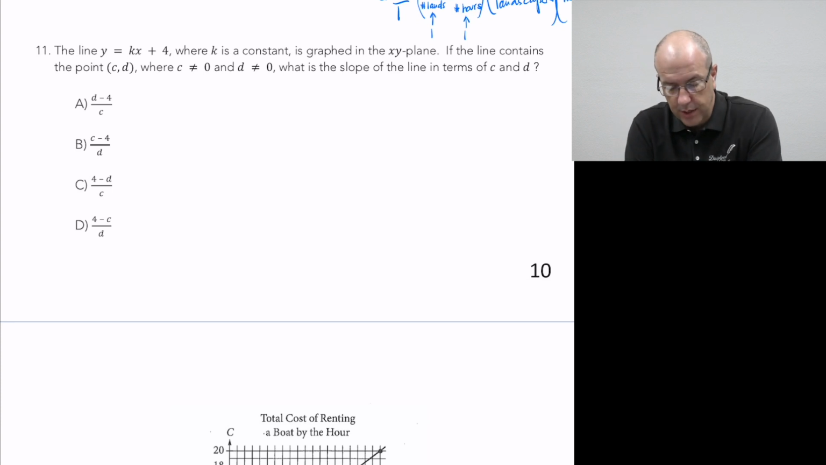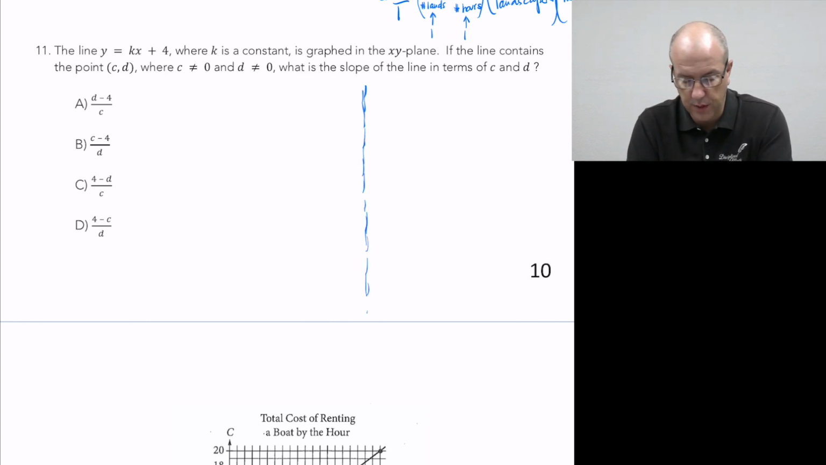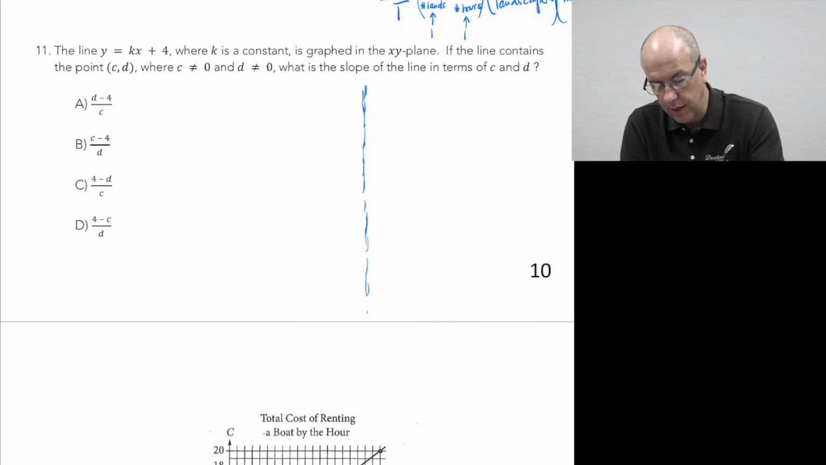Now again, there's two ways to do this question, and a lot of students will get caught up in the text and they'll get confused or they'll be slowed down by all of this information. But I want you to focus on the word slope. So I'm going to do this two ways.